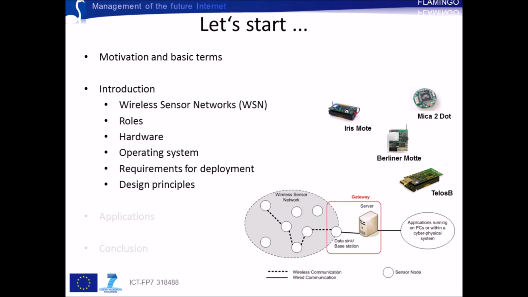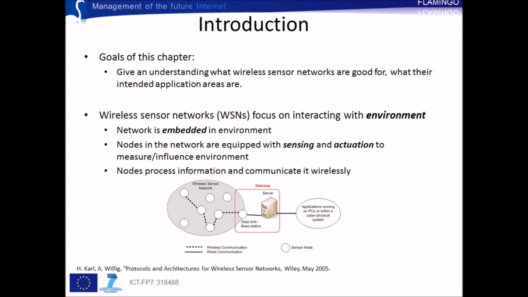On the right side you see commonly used sensor network hardware, which ranges in size from matchboxes to coins, and all are battery powered. The goal of this chapter is to give you a brief understanding of wireless sensor networks. The idea of wireless sensor networks is to interact with the environment, as briefly mentioned in the home automation example in cyber-physical systems. As you can see in the figure below, in the gray areas, wireless sensor networks are usually embedded in an environment, for example a living room, field or greenhouse.